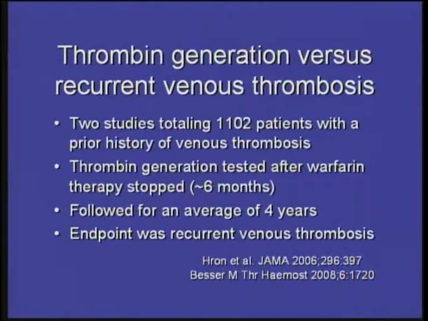So let's look at this and how they've used this to sort of look at recurrent venous thrombosis. So I'll talk about 2 studies totaling about 1,100 patients. All had a prior history of venous thrombosis. Thrombin generation was tested after they had been on warfarin, typically for about 6 months. They followed the people for about 4 years, and the endpoint was whether they had recurrent venous thrombosis.